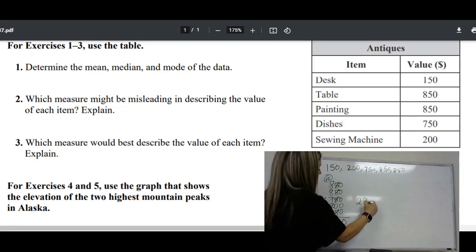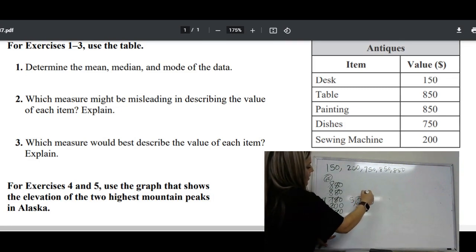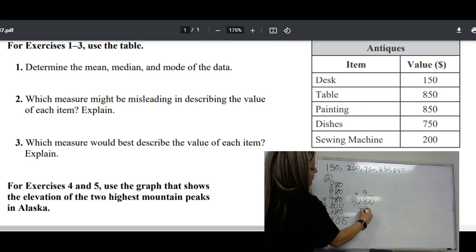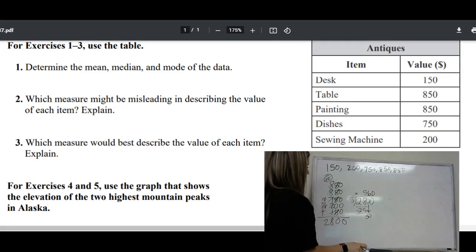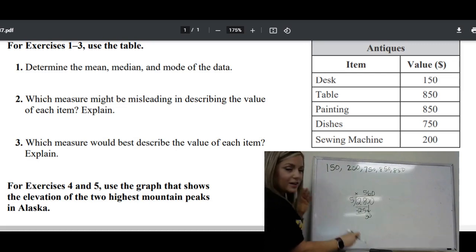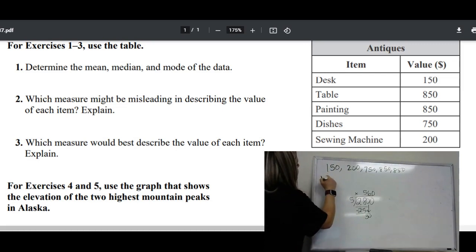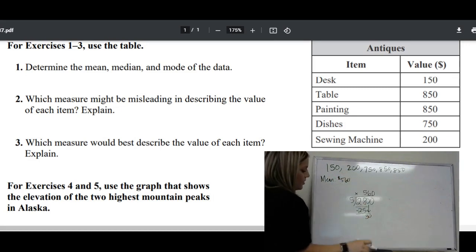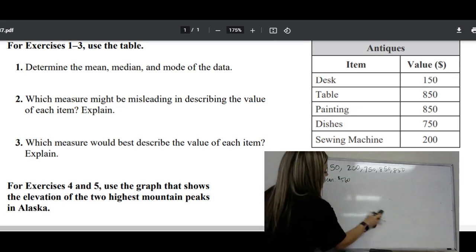Okay, so 2,800 divided by 5. 5 goes into 28 5 times. 5 times 5 is 25. 28 minus 25 is 3. Bring down my 0. 5 goes into 30 6 times. And so we can say that the mean, aka the average, I don't know why they do that, of this data is $560. Okay, so the average cost of an item is $560.